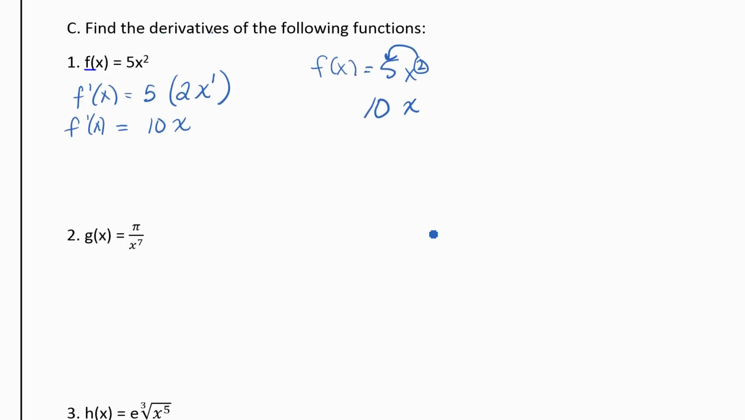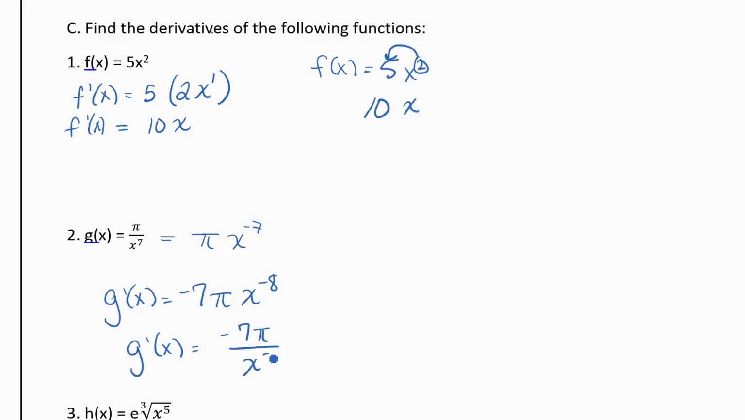Okay, the next one here we have g of x equals pi over x to the 7th. Now first I'm going to write this as pi times x to the negative 7. We always want to write it as just a power of x. So using the rule we just talked about, for our derivative we'd multiply negative 7 times pi, which will be negative 7 pi, and then we subtract 1 from the exponent. So negative 7 minus 1 would be negative 8. So writing it in the most proper form would be negative 7 pi over x to the 8th.